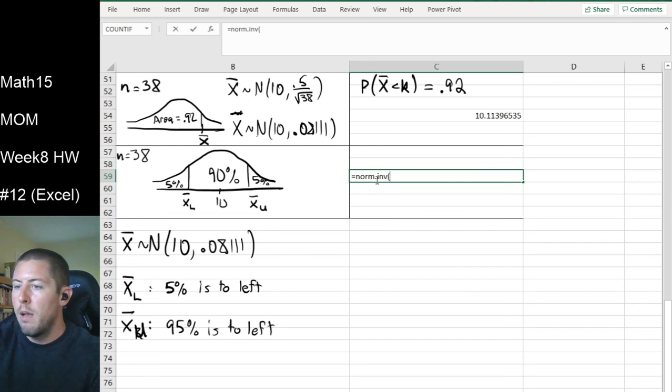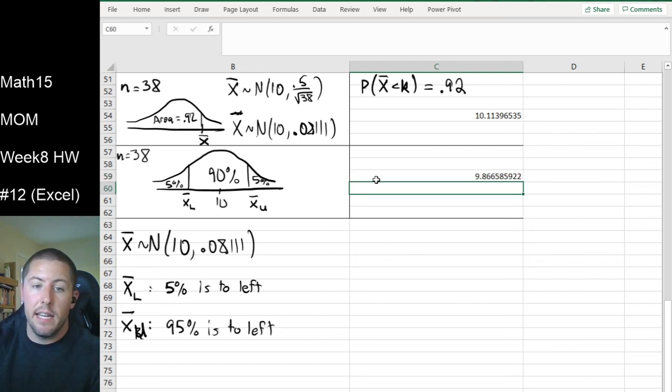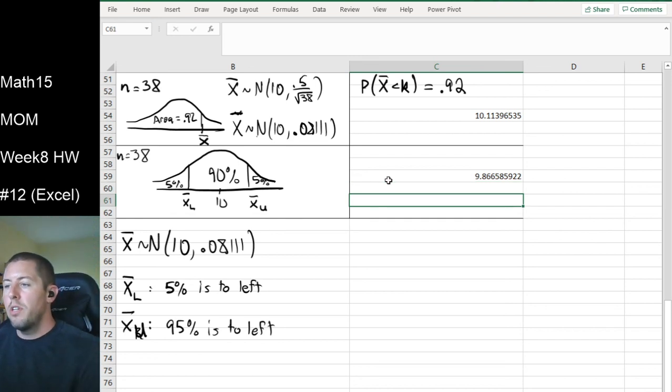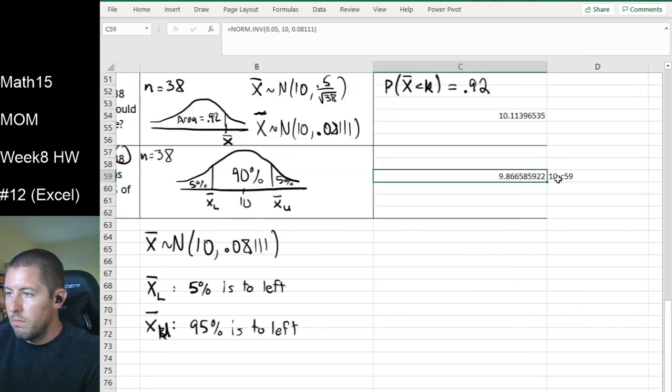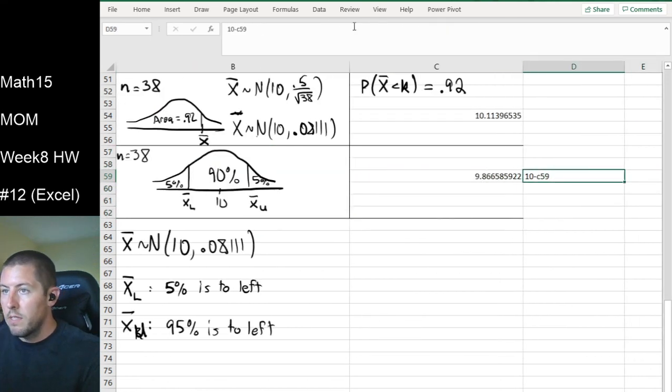Again, the inverse here. My first probability is the 0.05. This is my left bound right here. My mean is 10, standard deviation 0.08111. That says 9.866, so about 0.14 centimeters shorter than average. And by the way, you should notice right here, I'm going to do 10 minus C59, 10 minus that guy right there. Got to do my equals in front of this.